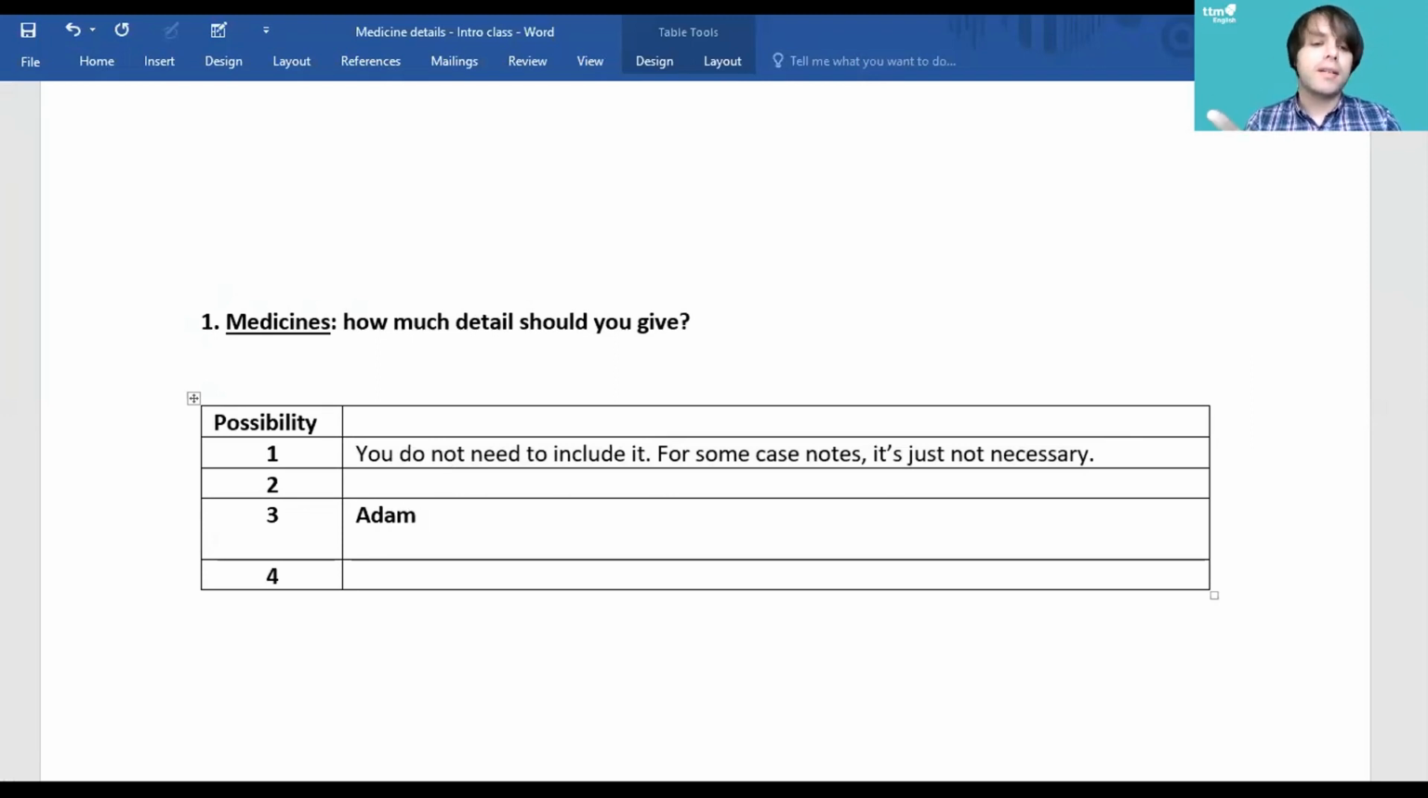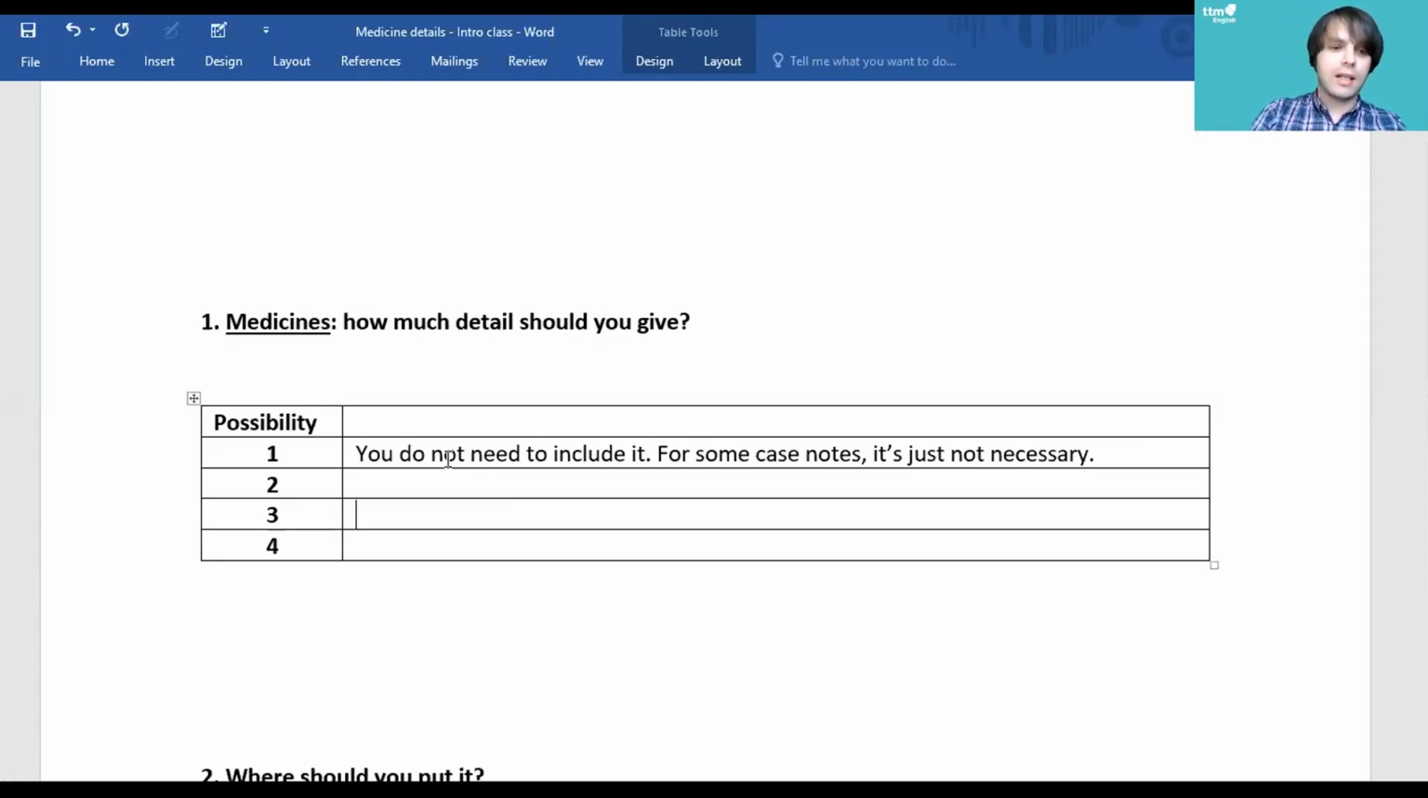But with Adam White, remember, guys, we said we need some of it, but we don't need all of it, right? We don't need paracetamol, but what do we need for Adam White? Codeine. Codeine allergy. So another possibility is this. You need to include detail about some, one or two medications, but not all. So that's like Adam White.